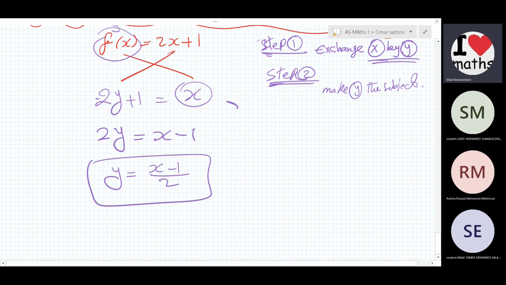So I can say it is 2y is equal to x minus 1 and then I will divide it by 2. Am I clear in this question? Okay, I need you to explain it a little bit more. What is the meaning of the inverse of the function?